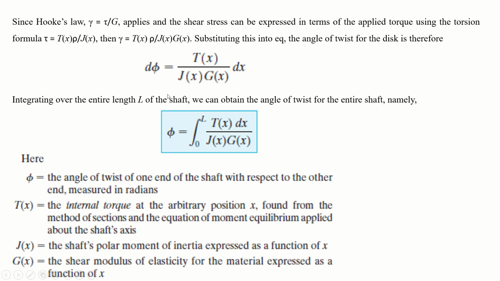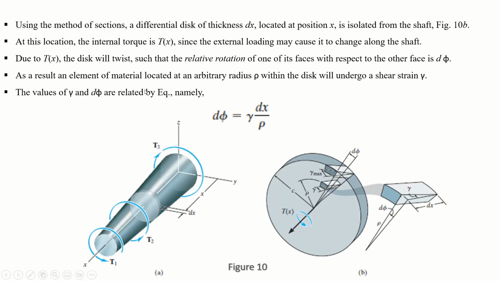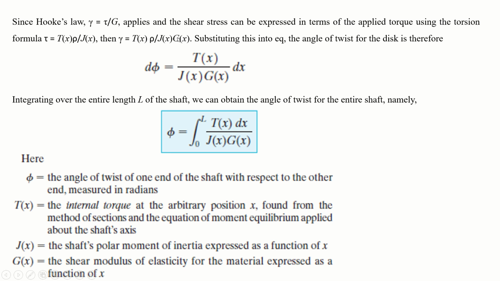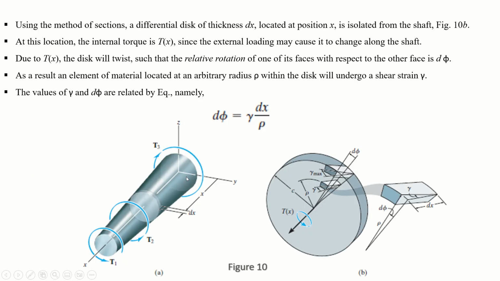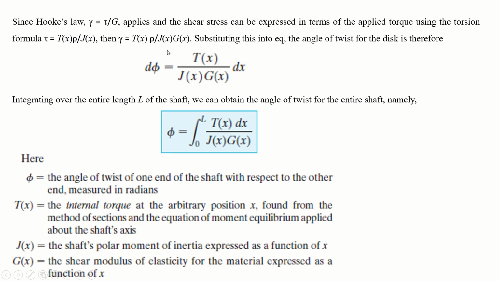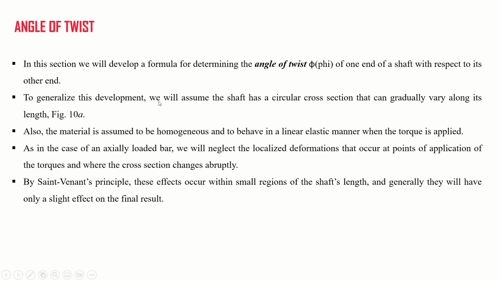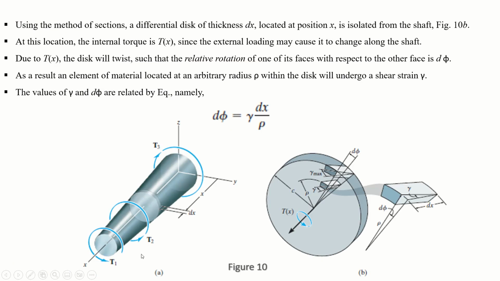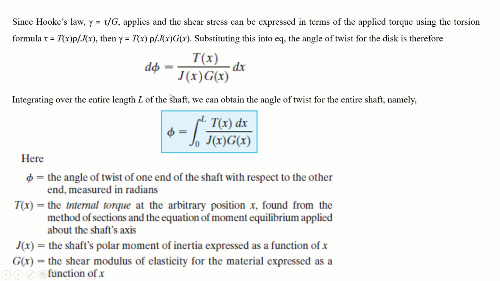Substituting this equation into the previous equation, d phi will be equal to the value of gamma times dx divided by rho. So we have put in the value of gamma, and here, if you remember, there was a rho. The rho is in the numerator, and in the previous equation the rho is in the denominator, so they both will cancel each other out, right? And we will get this equation. Now if we integrate this over the entire length L of the shaft, from here till here, we can obtain the angle of twist for the entire shaft.